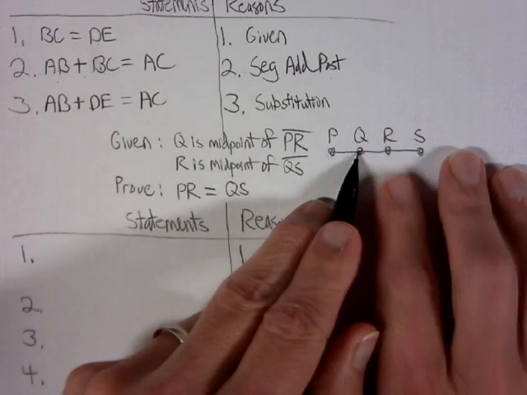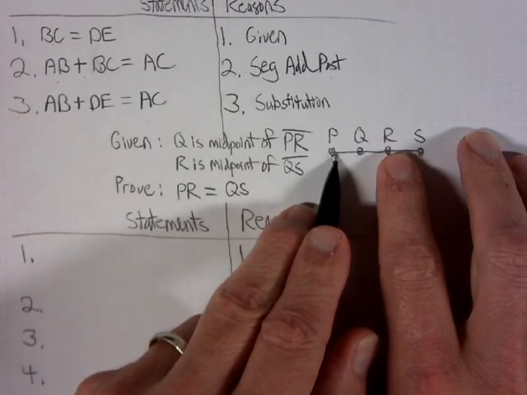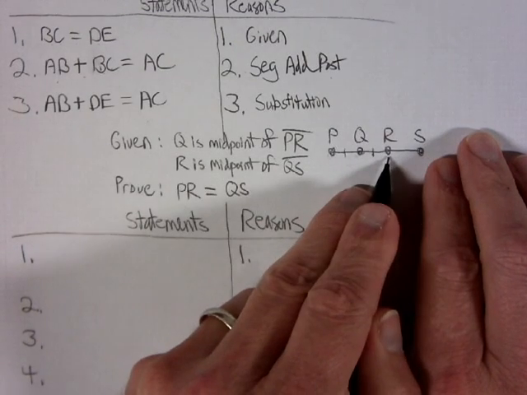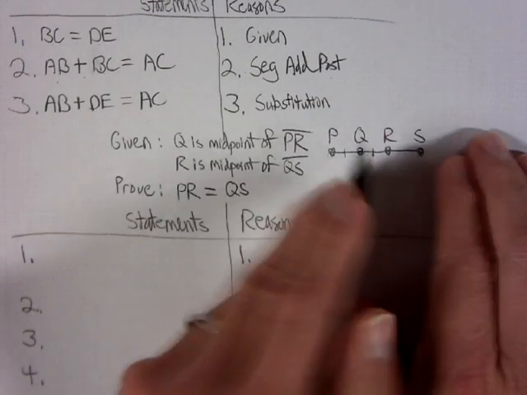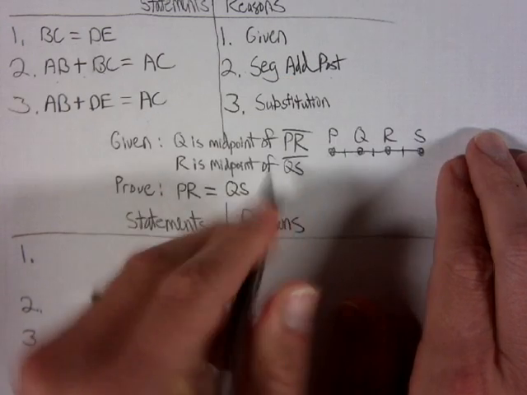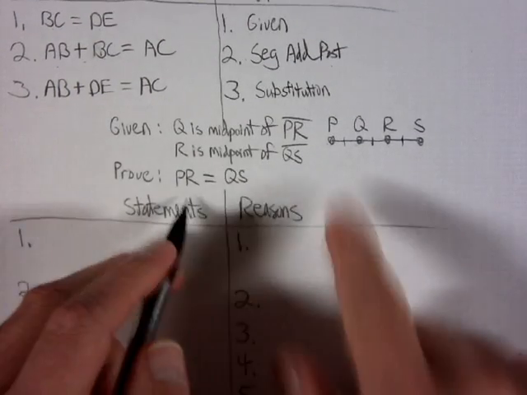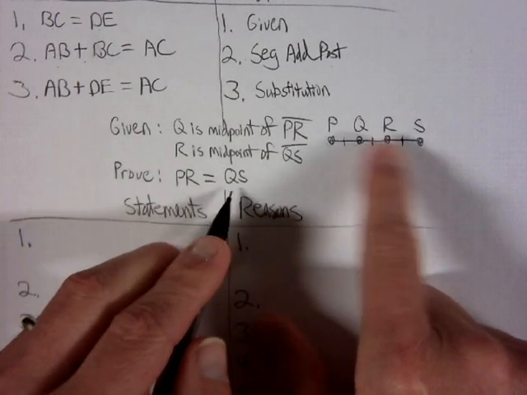Q is the midpoint of PR, so I know these two segments are the same. And R is the midpoint of QS, so if this has 1 mark, this should also be 1 mark. So technically all three of those pieces should be the same length. We want to prove that PR is equal to QS.